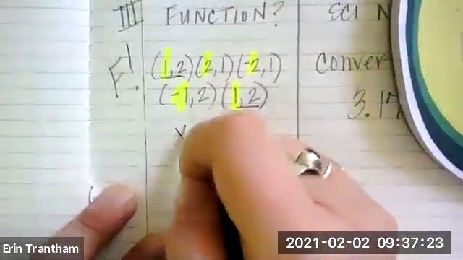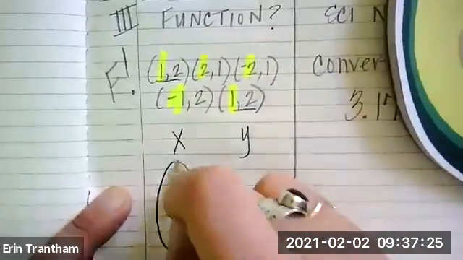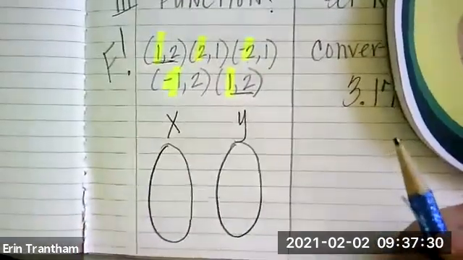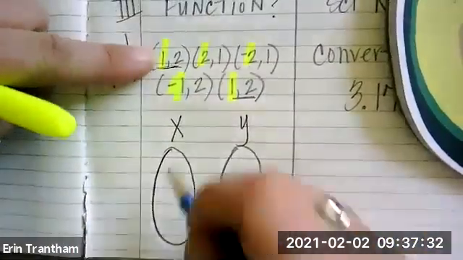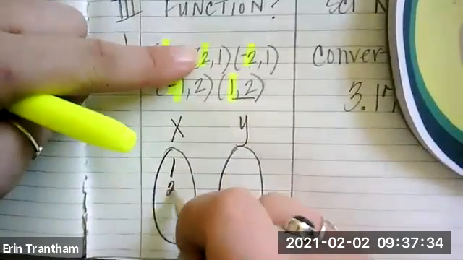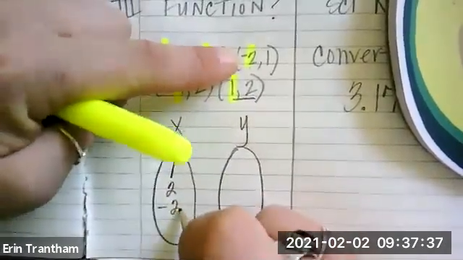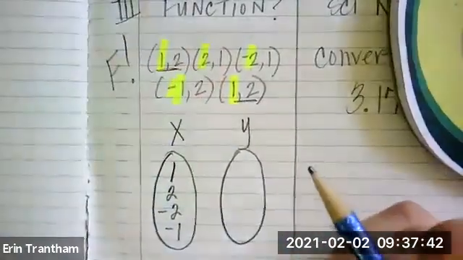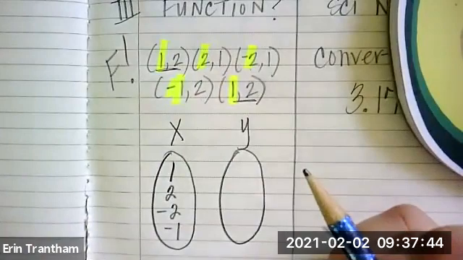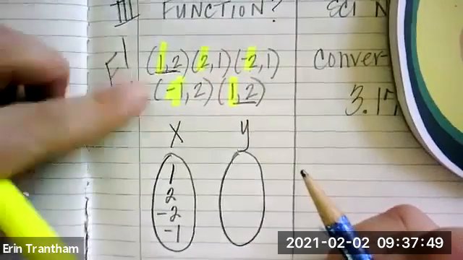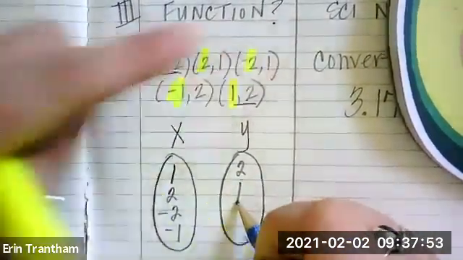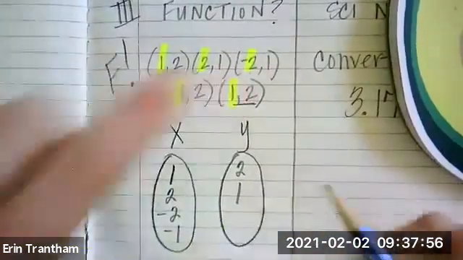So x and y, make an oval for your x's and an oval for your y's. Okay, we're going to put this x here, this x here, this x here, this x here, and then this x is already there, so we're not going to rewrite it. And then our y's are 2, 1. 1's already there, 2's already there, and 2's already there.